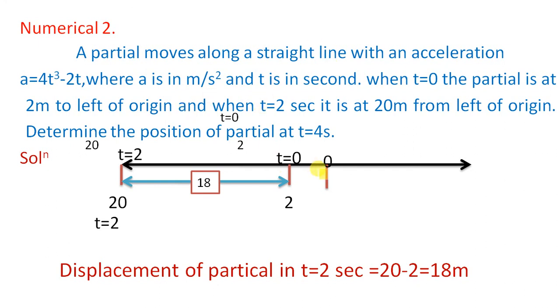So it is mentioned that when time t is equal to 0, the particle is at a distance of 2 meter from the left of the origin. When t is equal to 2 second, it is at 20 meter from the left of the origin. So the total distance at t is equal to 2 is 18, that is 20 minus 2. So the displacement of the particle in 2 seconds is 20 minus 2, 18 meter. Got it?